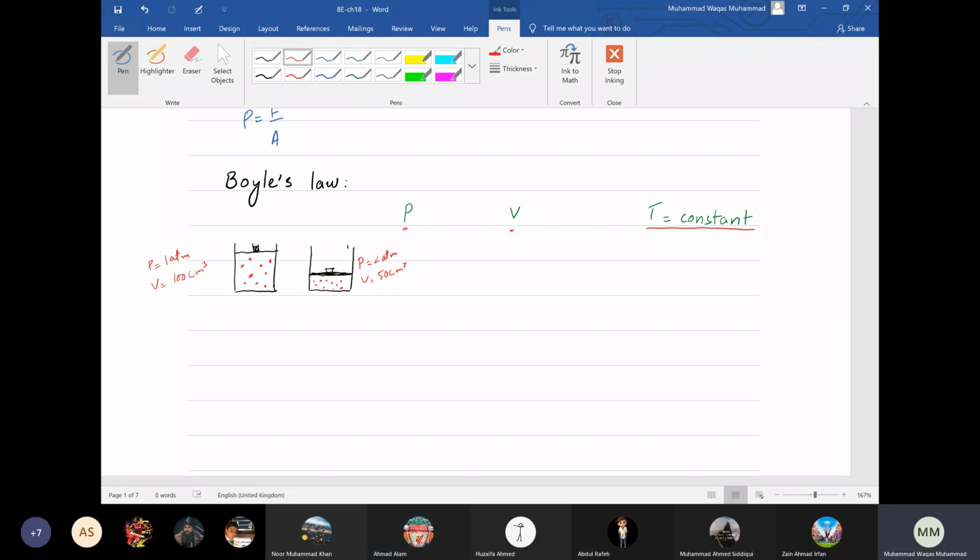Okay, so beta, simply if we decrease the volume of the gas, the pressure of the gas increases. And if we increase the volume of the gas, what will happen to the pressure? Decreases. So beta, simple: when the volume of the gas is increased, its pressure decreases, right? And when the volume of the gas is decreased, the pressure of the gas increases.